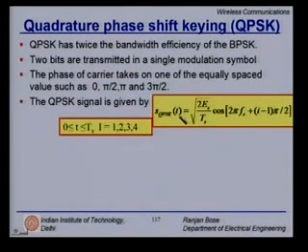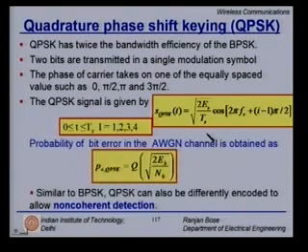S QPSK of t equals root 2 Es over Ts, where Es is the energy per symbol, T subscript s is the symbol time, times cos of 2 pi Fc t plus one of the 4 phases. The probability of bit error in an additive white Gaussian noise channel, or AWGN, is given by the Q function of root 2 Eb over N naught. Similar to BPSK, QPSK can also be differentially encoded to allow non-coherent detection.